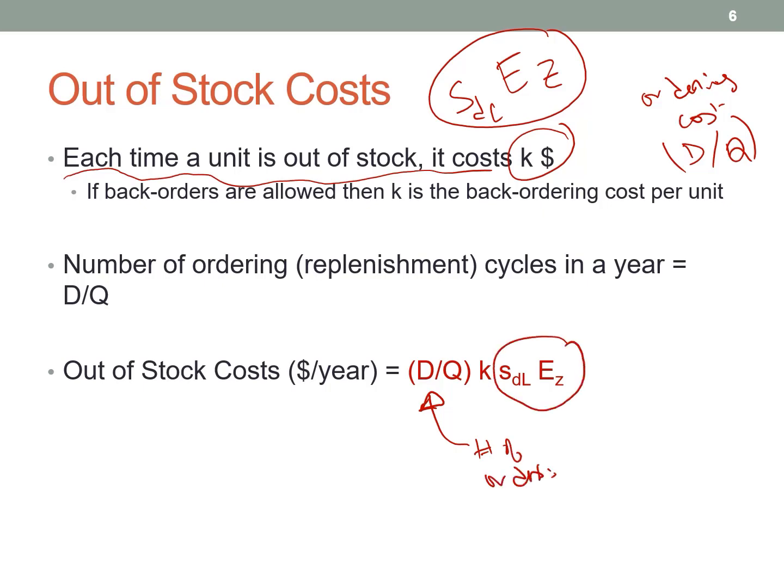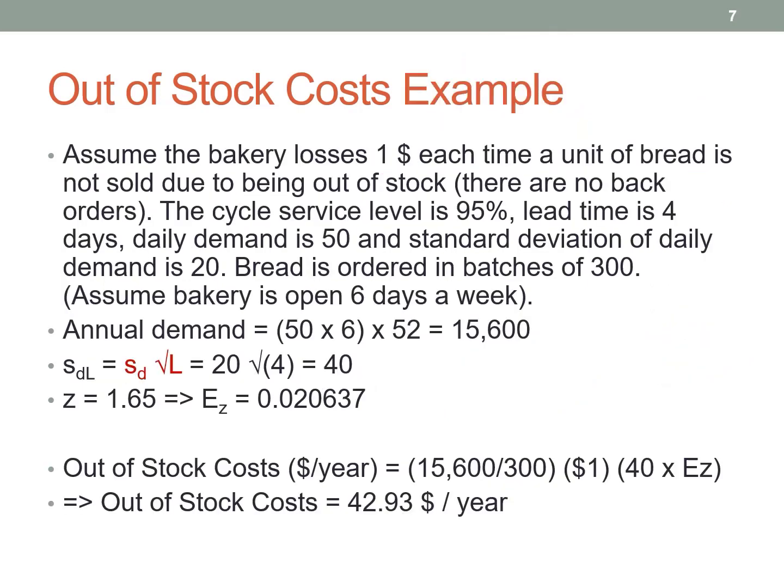So we multiply the number of orders placed by how many units we're out of stock by. When you multiply this number by this number, you get the expected number of out of stock units for the whole year. Multiplied by K, the cost per out of stock unit, you get the out of stock cost in dollars per year.